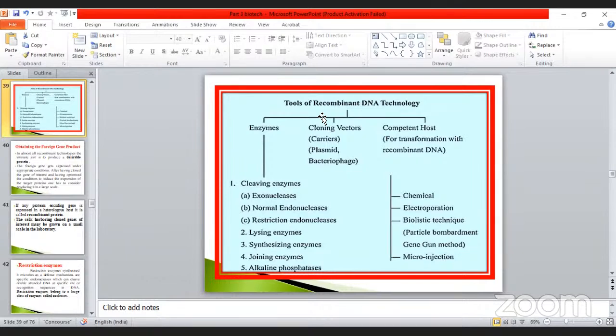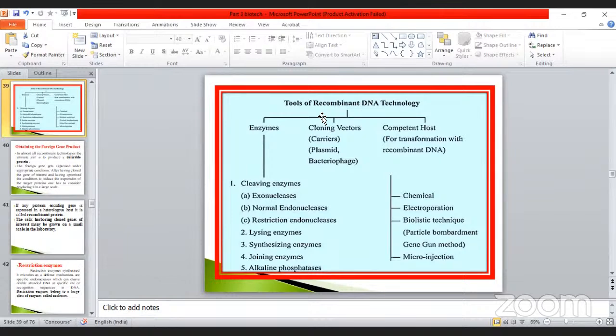Cleaving enzymes. These are all known as cleaving enzymes. Exonucleases remove a particular part and send it out. Normal endonuclease is mostly present inside the cell and is also used for cleavage. Restriction endonuclease is also present inside. So these are all known as cleaving enzymes. Lysing enzyme is another one, only splitting. Okay, it looks like a molecular scissor.